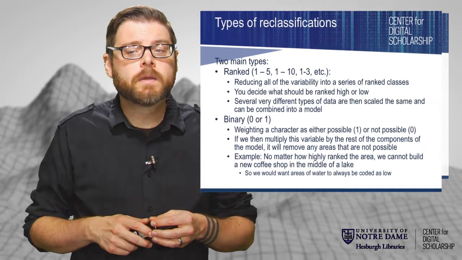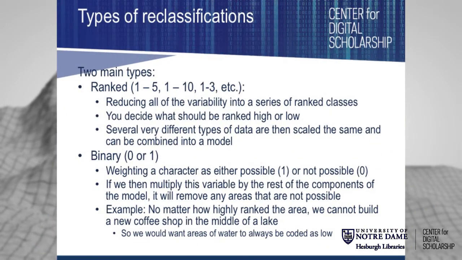We have a ranked one, where we're sort of ranking things from, say, 1 to 5, or 1 to 10, or 1 to 100. So we decide what the ranks would be. This is where the sort of art behind it comes in, where the understanding of the field that you're trying to do your analysis in is important. And then we scale these different variables, these different types of data to the same scale, and then combine them into the model.